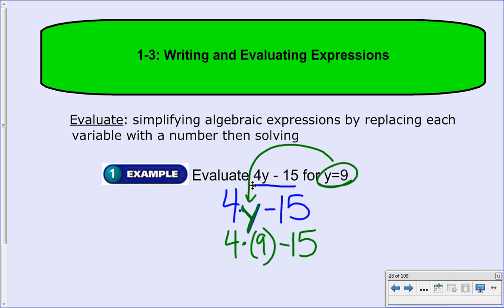So now this is like a problem from yesterday. We just have order of operations to do now. We have 4 times 9 minus 15. Well, we either multiply or subtract. And according to those steps, we multiply first. So 4 times 9 is 36. And I rewrite the rest. Now we have 36 minus 15, and that would give you 21. Our answer here is 21.